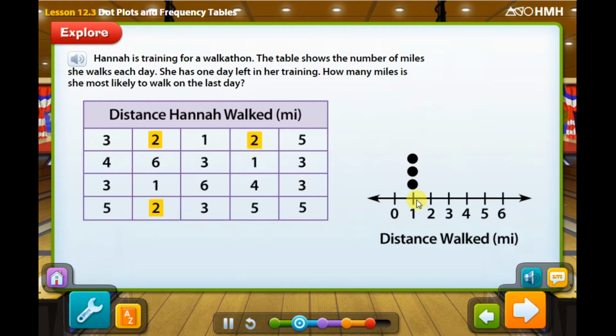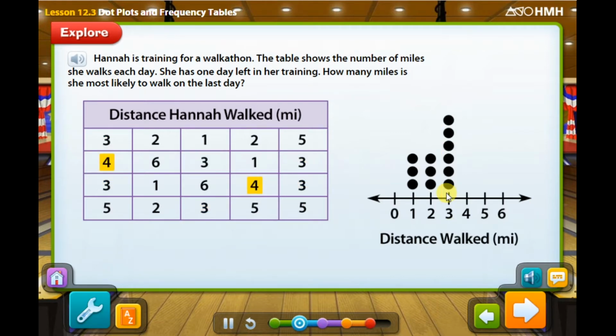Now let's plot the data for 2 miles. She walked 2 miles 3 times, so we will put 3 dots again. Since Hannah walked 2 miles 3 times, there are 3 dots above the mark for 2 miles. Now let's plot the data for 3 miles. She walked 3 miles 6 times, so we will put 6 dots. Since Hannah walked 3 miles 6 times, there are 6 dots above the mark for 3 miles.